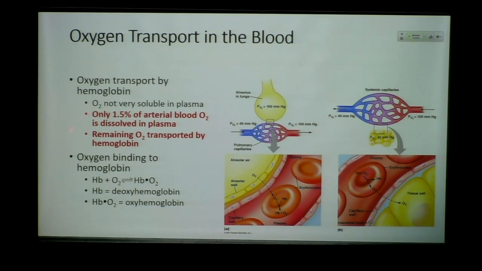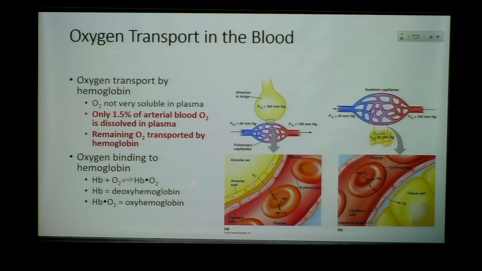So the remainder of the oxygen to meet our demands is circulated using hemoglobin. And we talked about this reversibility of hemoglobin. Hemoglobin is that 4 subunit protein molecule that can bind oxygen onto those heme groups that we looked at previously, and it can do so reversibly. So it can bind oxygen tight enough to move it around the system, but not too tightly that it cannot be dissociated when it gets to the tissues to oxygenate those tissues.